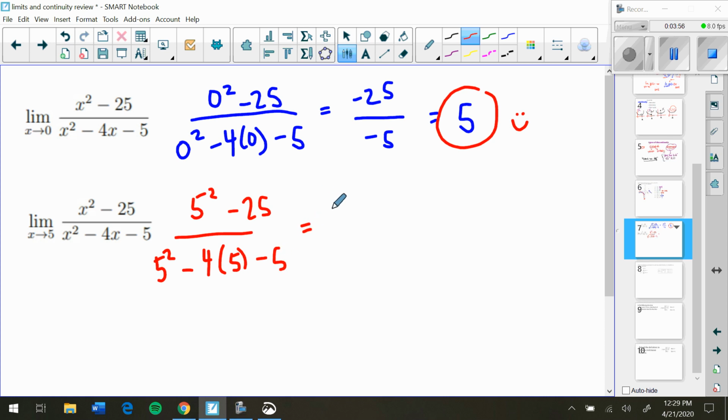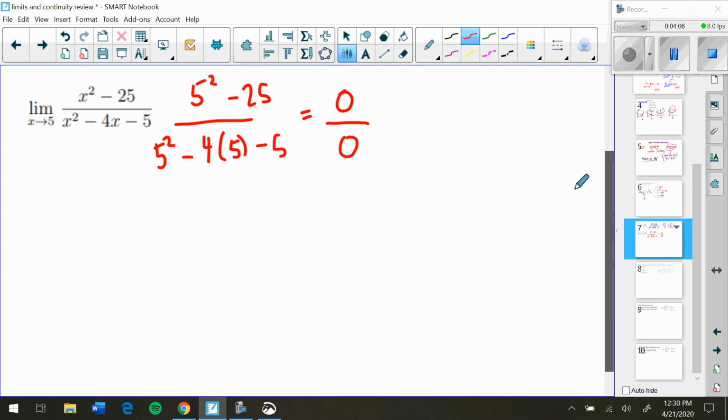Uh-oh. On top, we're getting 25 minus 25, which is 0. On the bottom, we're also getting 25 minus 25, which is 0. This is that signal that we need to do more work. What's the more work here?